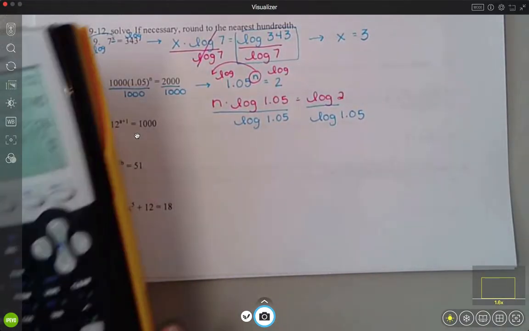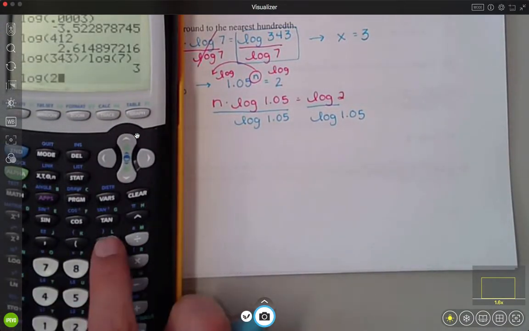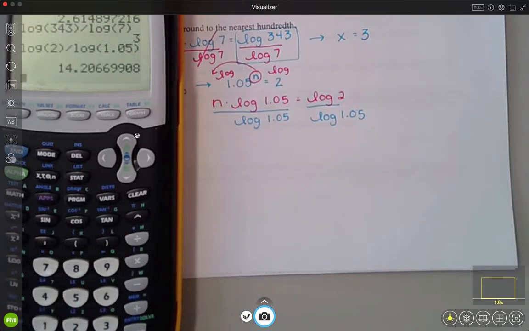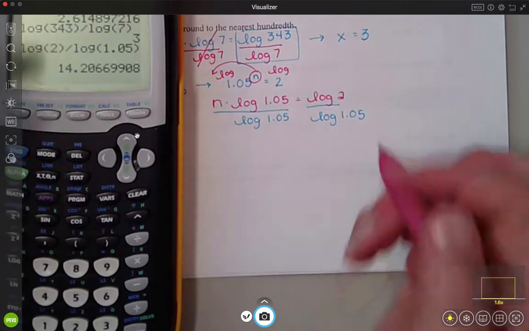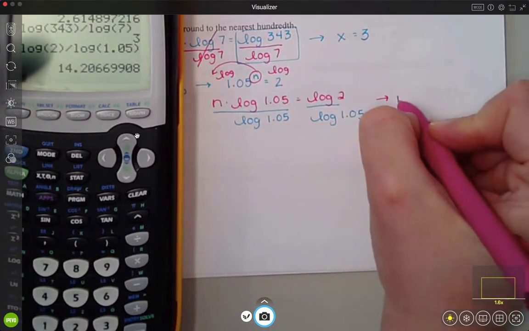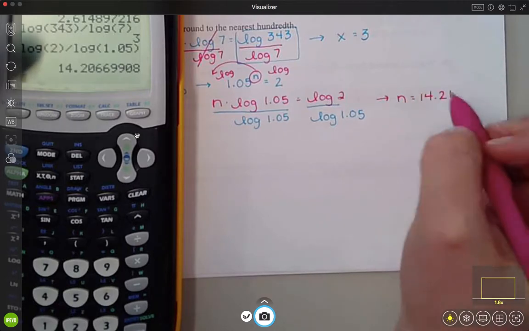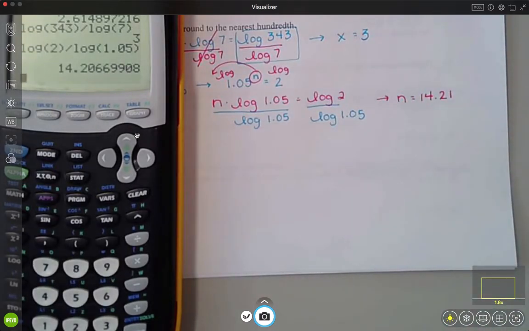And let's see, so log 2 divided by log 1.05 comes out to be 14.2. Okay, that's it.